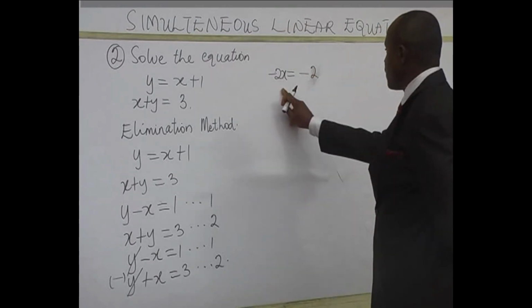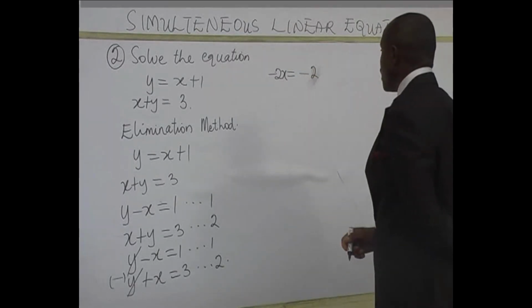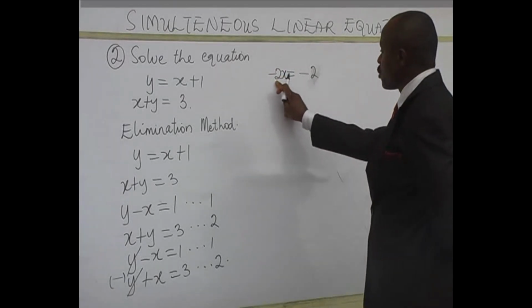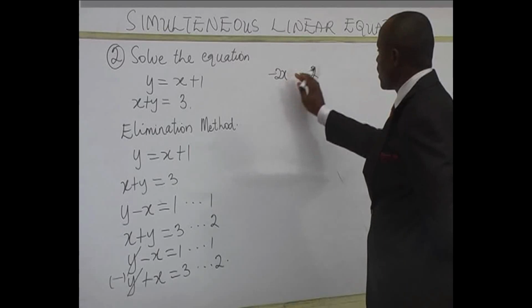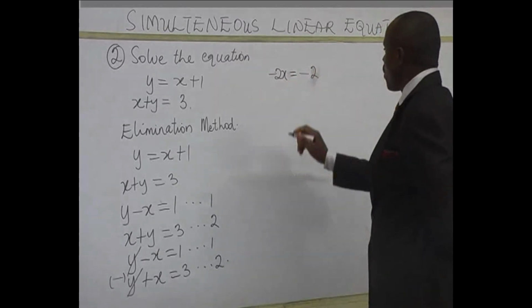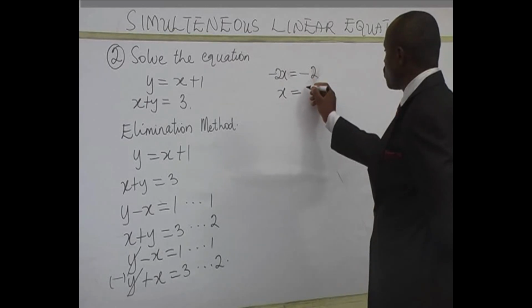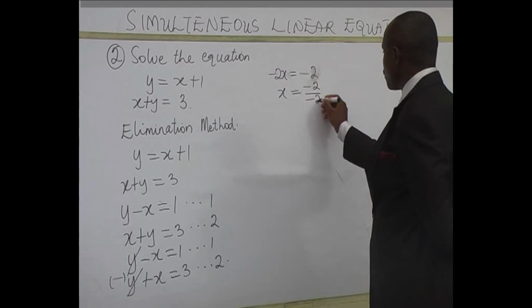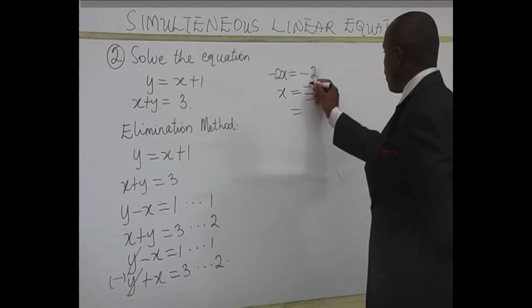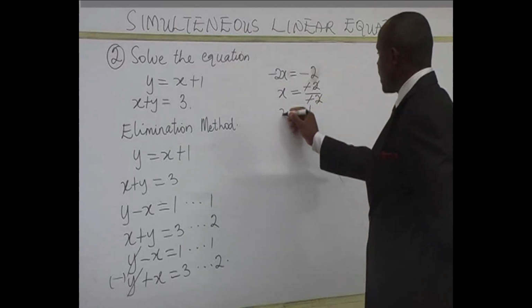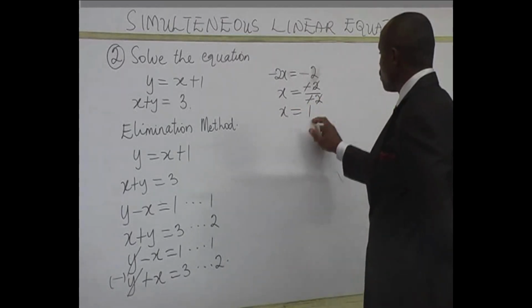Divide both sides by, sorry, by minus 2, so as to eliminate minus 2, that is the coefficient of x here. When you do that, you'll be left with only x on the left hand side of the equation, and it's going to be equal to minus 2 all over minus 2. Minus will cancel minus, and 2 will cancel 2 to give you 1. That means x is equal to 1.